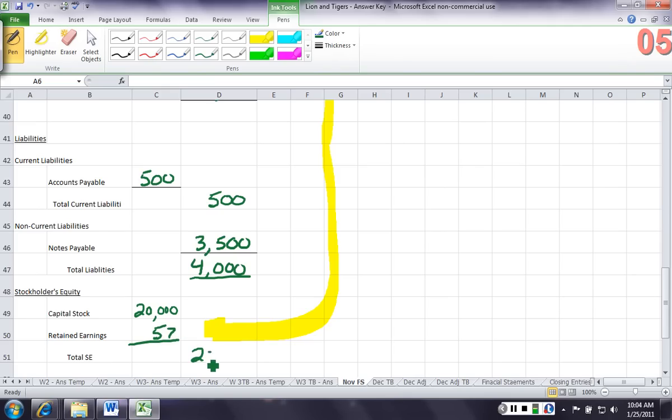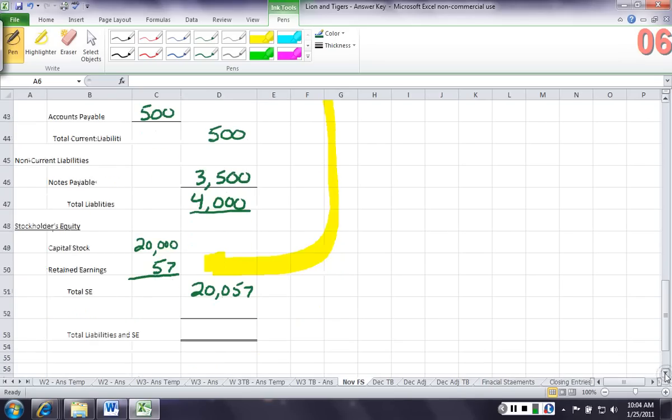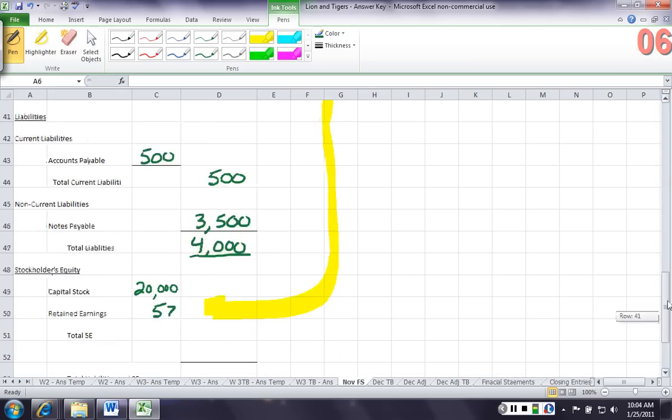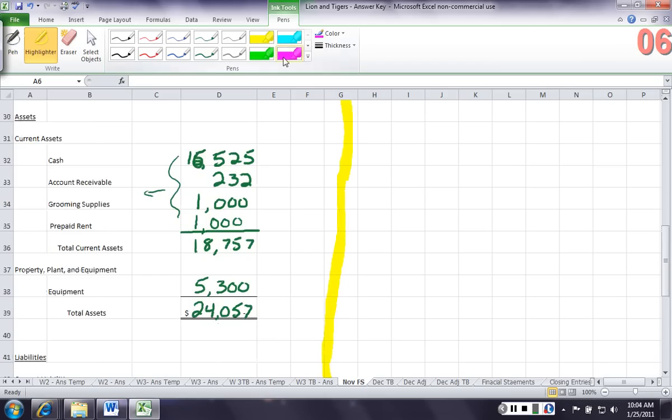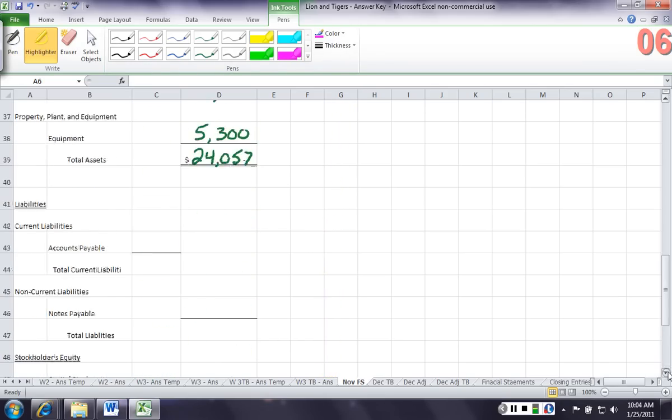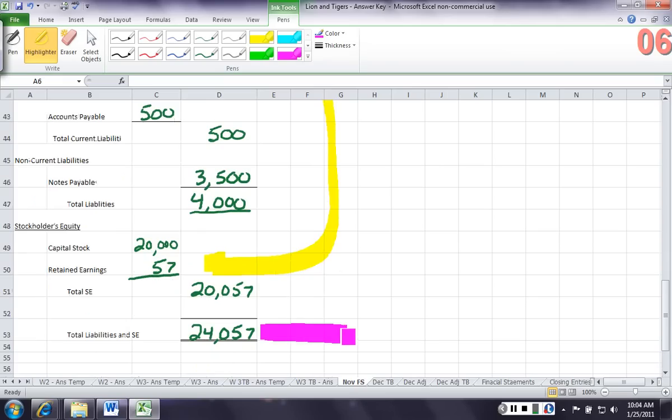We add the two together, we get $20,057 plus my liabilities of $4,000 gives me total liabilities and stockholders' equity of $24,057. You'll notice that that's the same number that we have here. So it's really important that these balance. That is one reason why it's called a balance sheet.